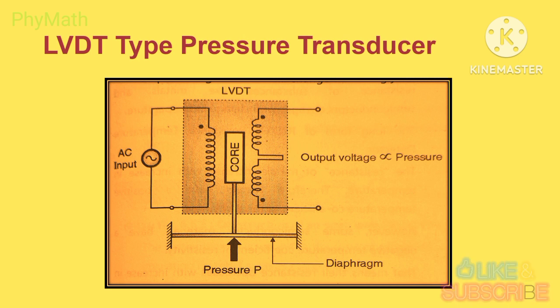The displacement of the core will then be converted into an output voltage, and this output voltage will be directly proportional to the pressure. Meaning your output voltage totally depends on how much pressure you apply. When you apply maximum pressure, the output voltage will be maximum. When you apply minimum pressure, the output voltage will be minimum.